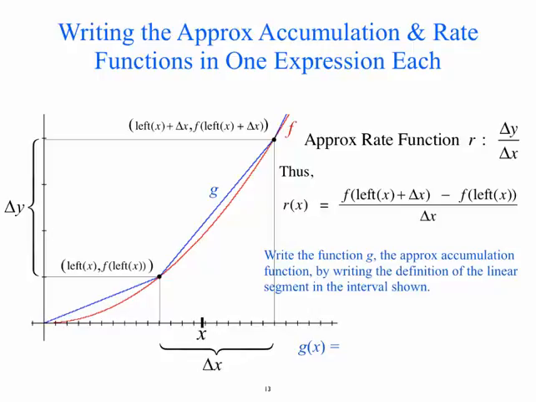Times however far we've gone in that current interval, dx. How do we express it? Same dx that we had in the accumulation function. That's our dx, x minus left x. So this then defines the whole piecewise approximate accumulation function. Starting value of y plus m times dx. How far you've gone in that current interval.